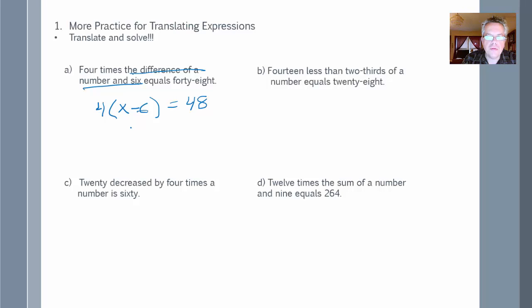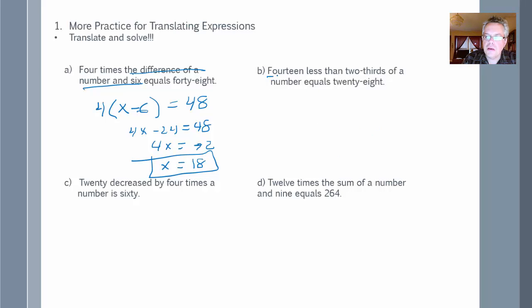So if we solve it, we get 4x minus 24 equals 48. Add 24 to both sides, we get 4x equals 72. And if we divide by 4, we get x equals 18. That's our number.